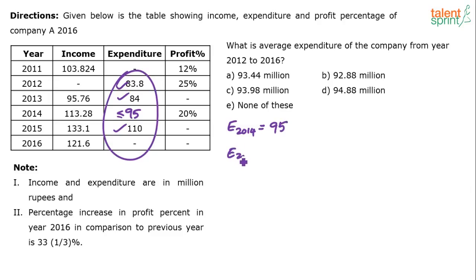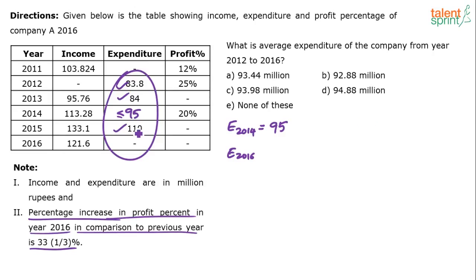Expenditure for 2016, how do you calculate that? Because the profit percentage is not given. No, hold on. The percentage increase in the profit in 2016 in comparison to the previous year is 33.33. Okay, so now here's one more challenge. For finding the expenditure of 2016, I should know the profit of 2016. The profit of 2016 is dependent on the profit of 2015. So first find out the profit of 2015.